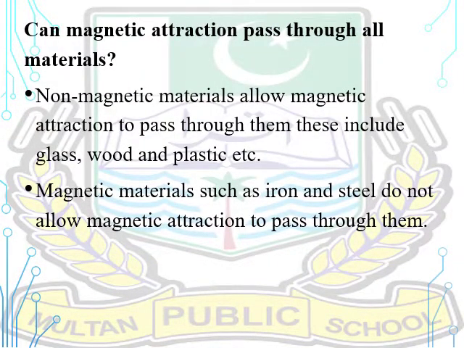We are going to focus upon our third point: can magnetic attraction pass through all materials? Non-magnetic materials allow magnetic attraction to pass through them. These include glass, wood, and plastic, etc. Magnetic materials such as iron and steel do not allow magnetic attraction to pass through them.